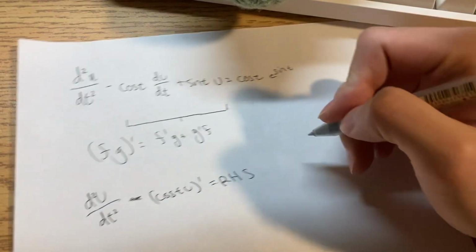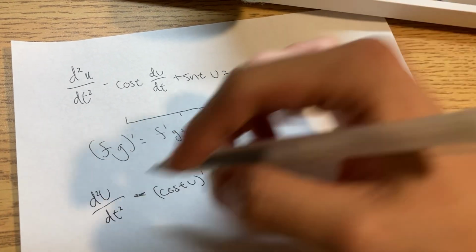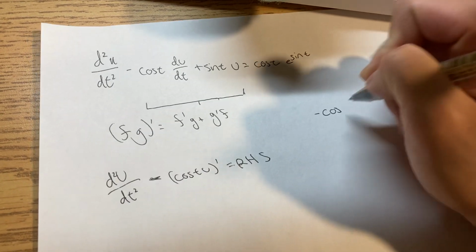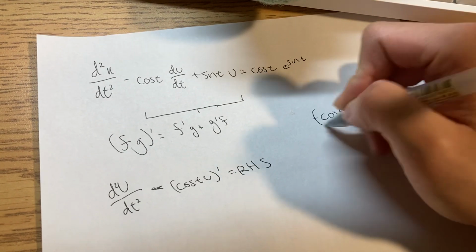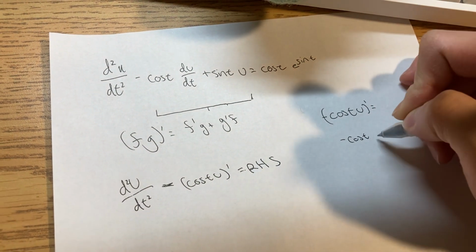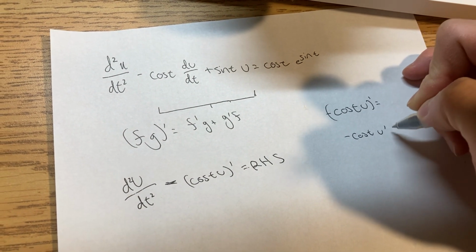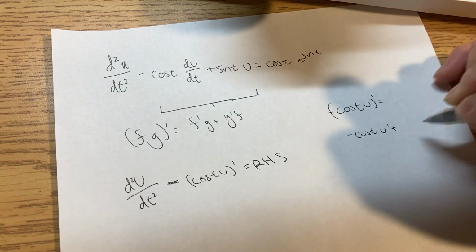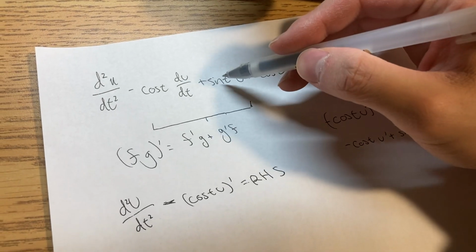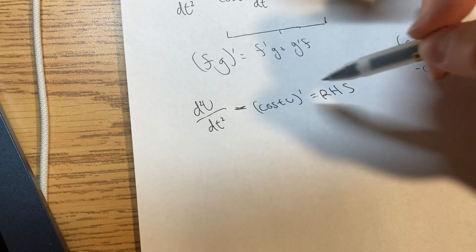I'll show this, I guess, if you don't believe me. You can bring the negative sign inside. Negative cos t u prime is equal to negative cos t u prime plus the derivative of negative cosine, which is just sine, and u, which is what we have right here. So this is true, okay?